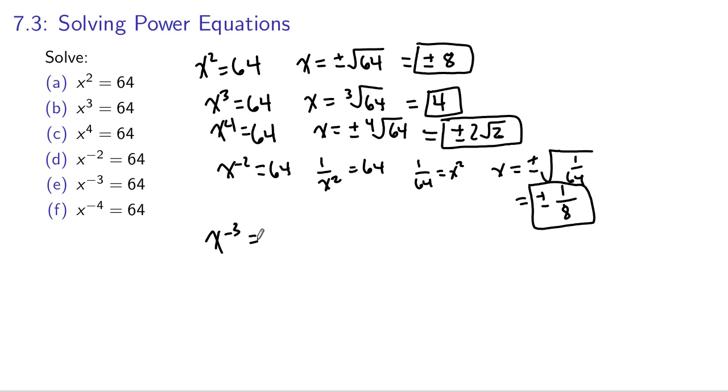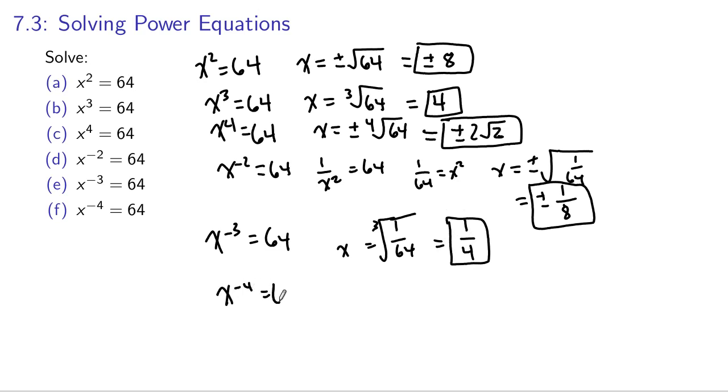X to the minus third is 64. Solve this equation. Again, this is the same as writing x cubed is 1 over 64. So taking the cube root of both sides, I get x is the cube root of 1 over 64, which is 1/4. Only one answer because it's an odd power.